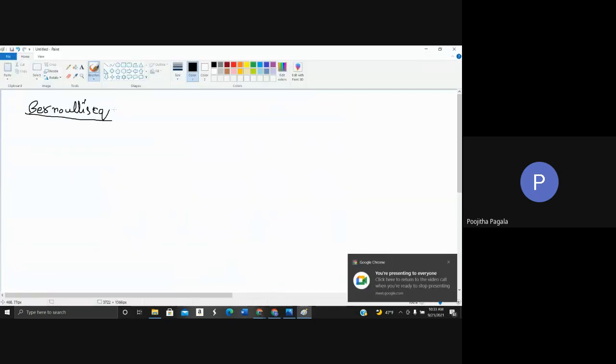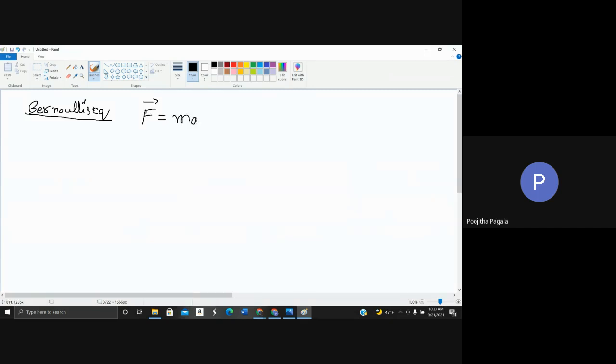So Bernoulli's equation is derived from Newton's second law of motion, F is equal to ma. You can apply it in two ways. For example, if we have flow in this direction, these are the streamlines.